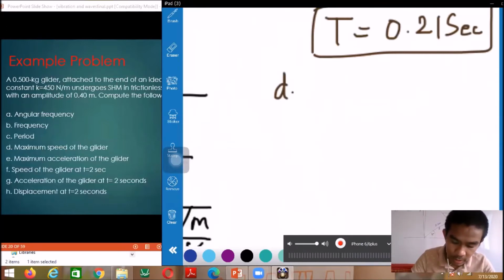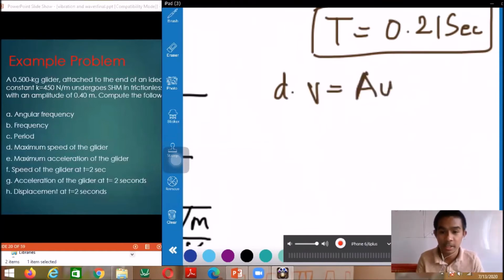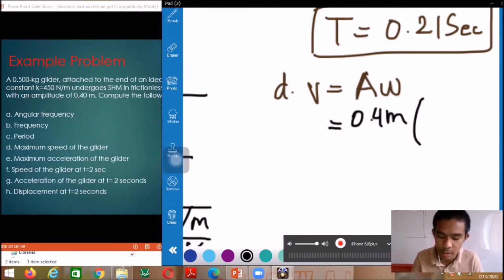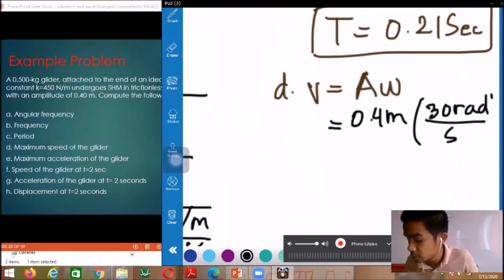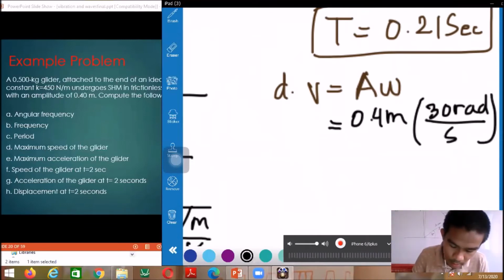Next, the maximum speed of the glider, letter D. So V equals the amplitude times omega. That's the maximum speed. The amplitude is 0.4 meters times the angular frequency, which is 30 rad per second. Then the maximum speed should be 12 meters per second.